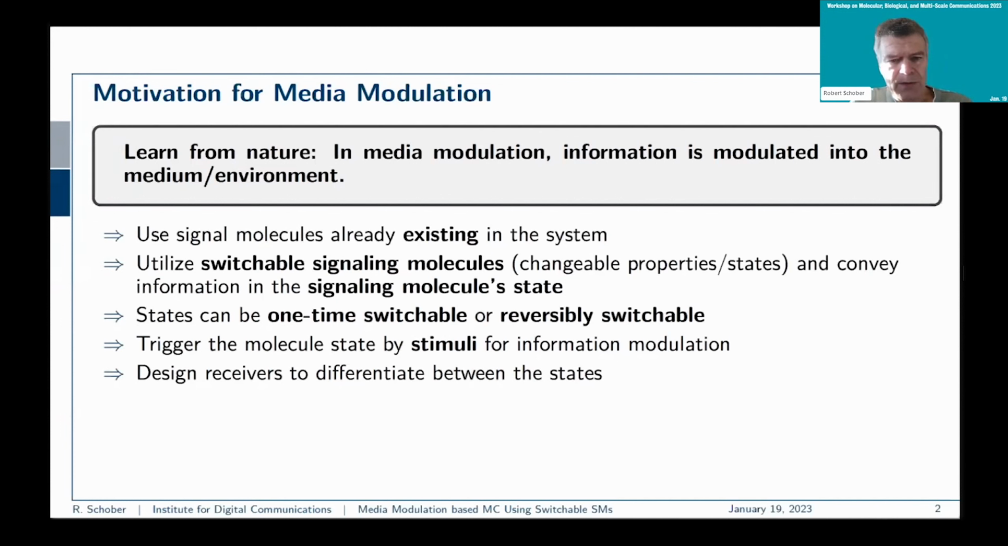And as we will see later, there are signaling molecules that are one-time switchable and others that can be reversibly switched, and both have advantages and disadvantages. The switching happens based on an outside stimulus, right? So this could be optical or chemical or electrical. And we need a receiver, of course, that is able to differentiate between the different states of these molecules.